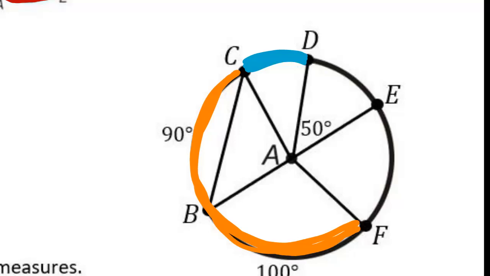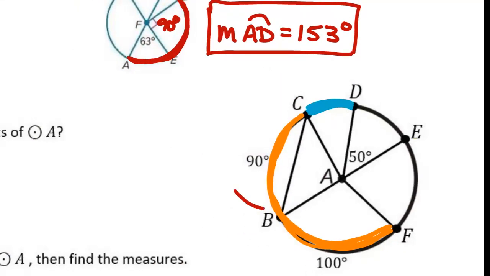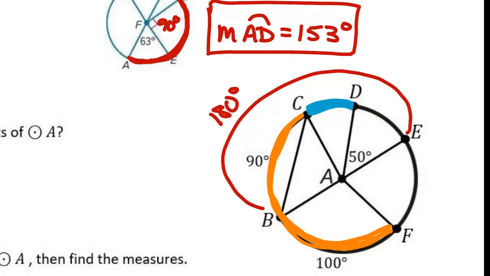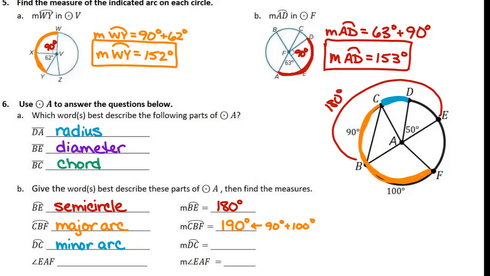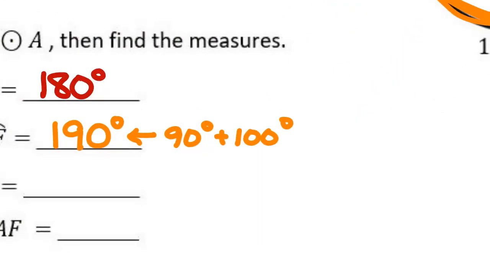Add 90 and 50 and subtract it from 180, yes. This much right here is 180 degrees because that is a semicircle. So we're going to add 90 and 50 and subtract that from 180.